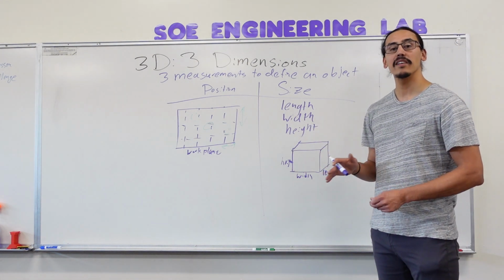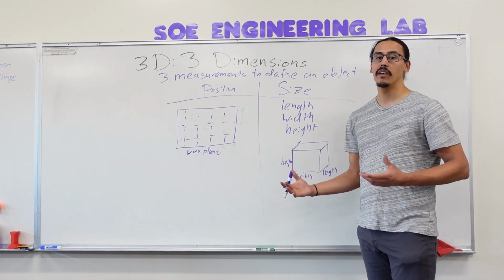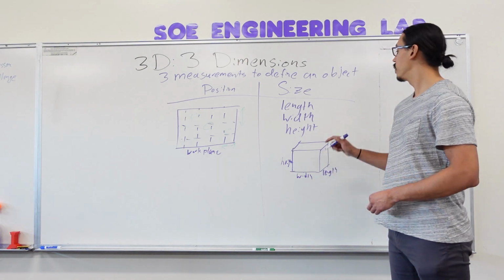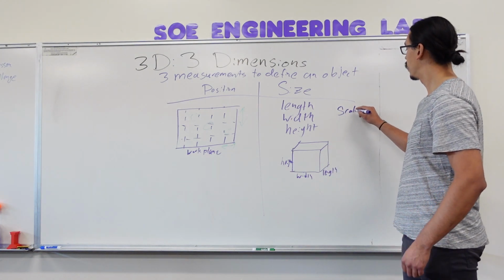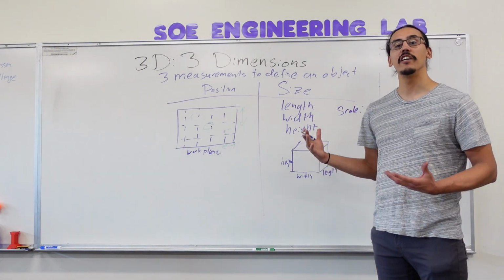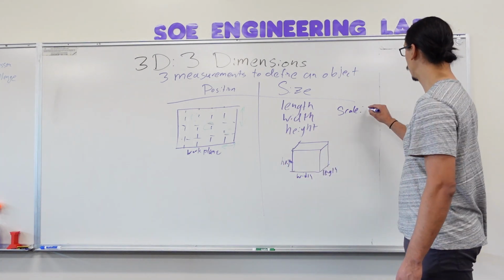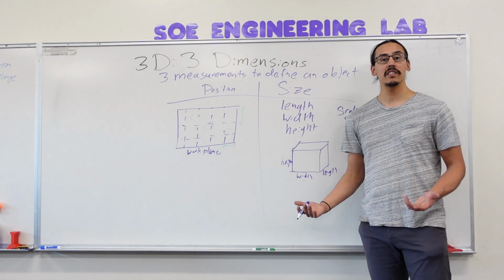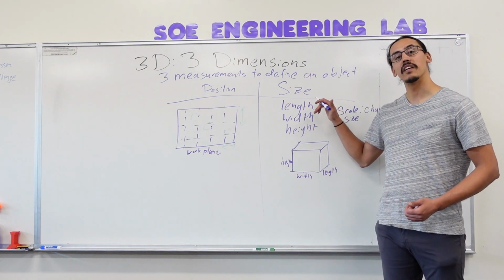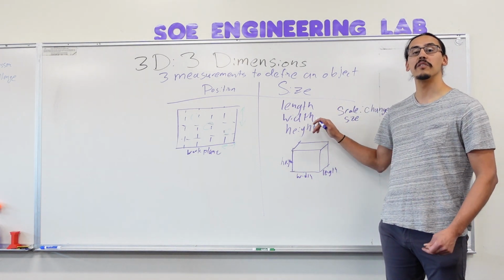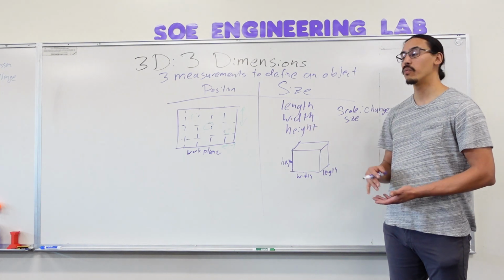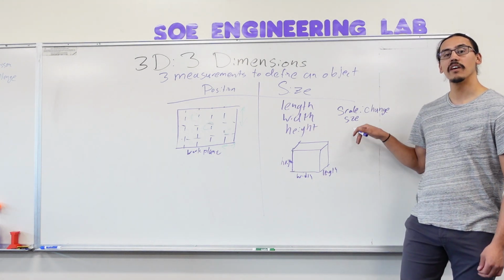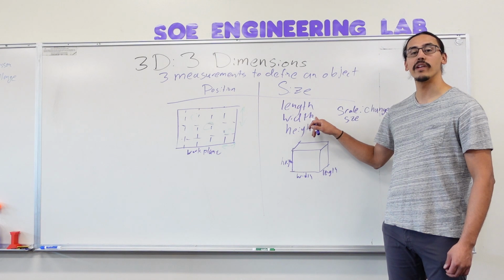Now, when you're asked to scale something in TinkerCAD, that means that you're changing its size. And the only way to change something's size is to change its definitions. It's to change the dimensions that define it. So when you change the scale of something, you're going to be changing its length, its width, or its height.